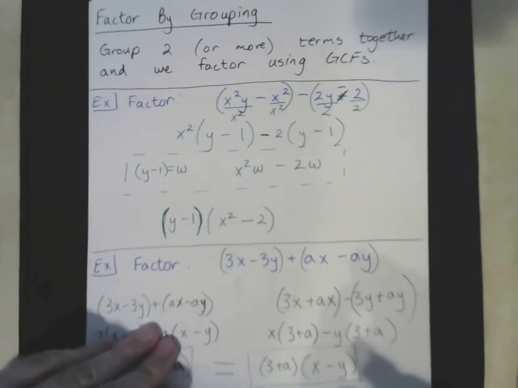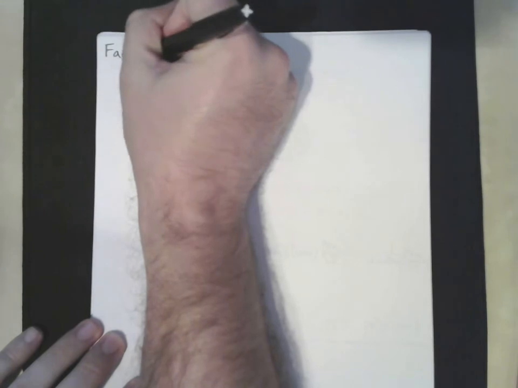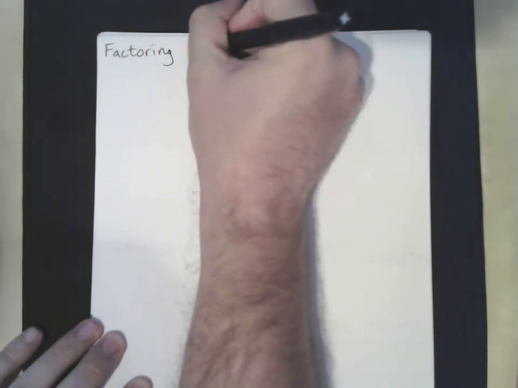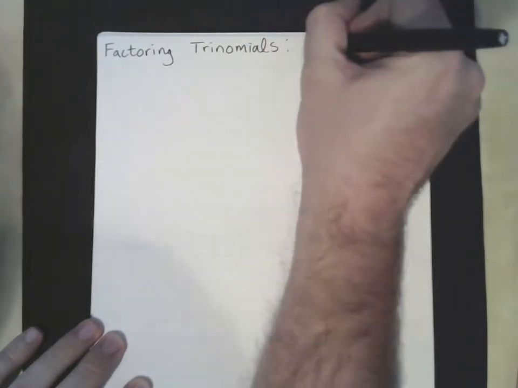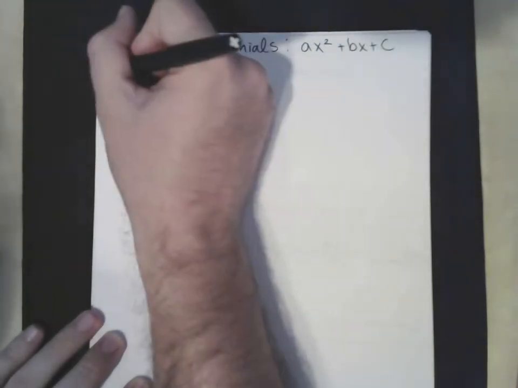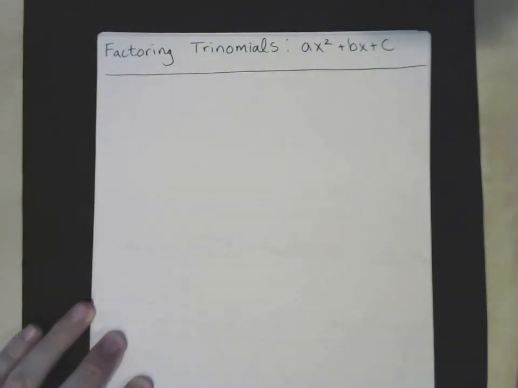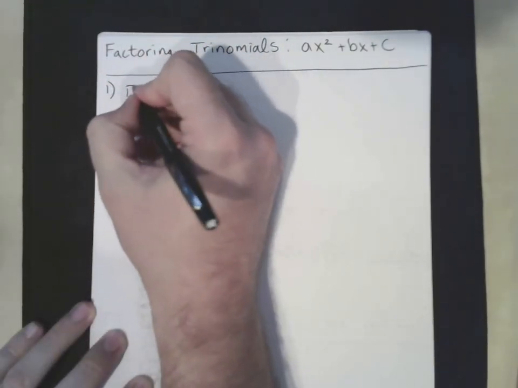Okay, so the last thing for this video is our factoring trinomials, and then in the next lecture video, we'll be talking about the special trinomials. So this is our general factoring trinomials that are of the form ax squared plus bx plus c. So there's a couple things that we do here. The first is we always factor the GCFs.